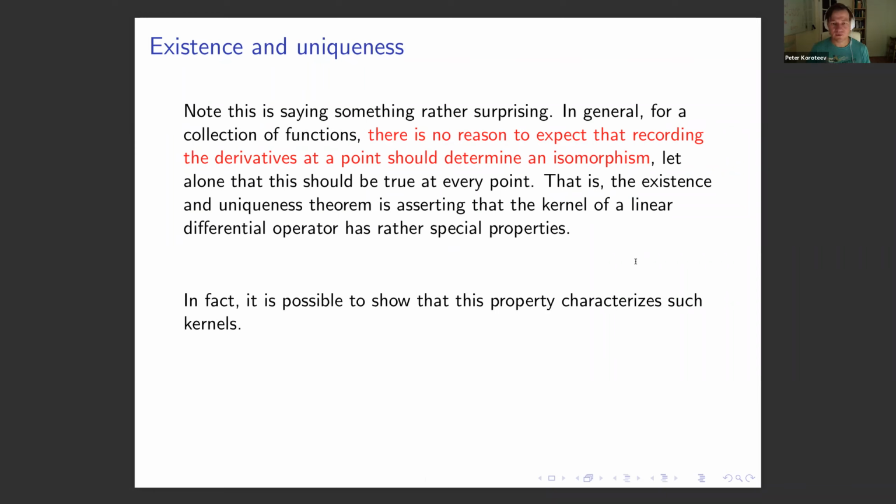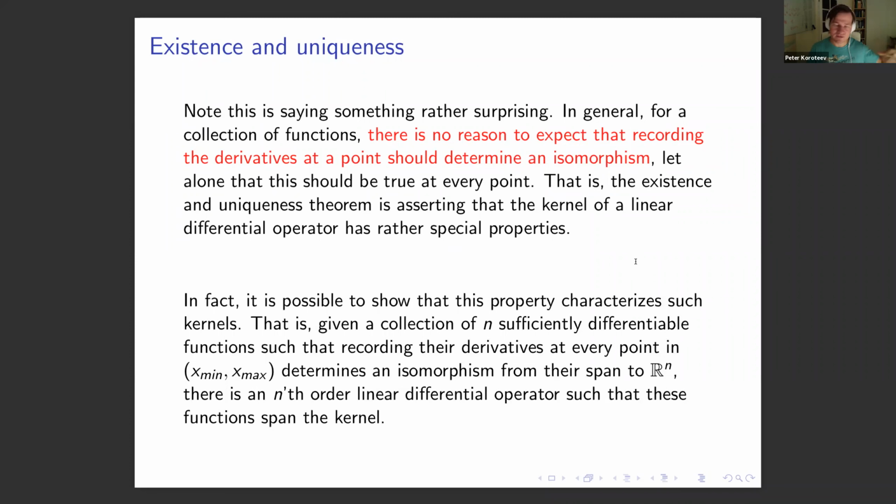So given functions that are differentiable at least as many times as the order of the operator, such that recording the derivatives at every point in the interval x min to x max determines an isomorphism from their span to n-dimensional Euclidean space, there is an nth order linear differential operator such that these functions span the kernel.